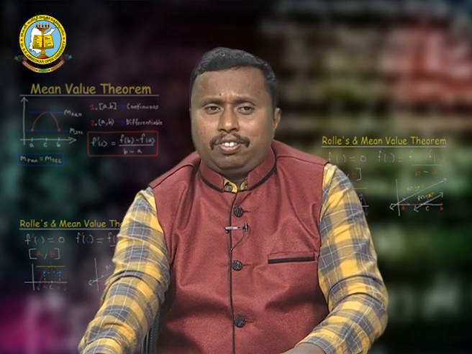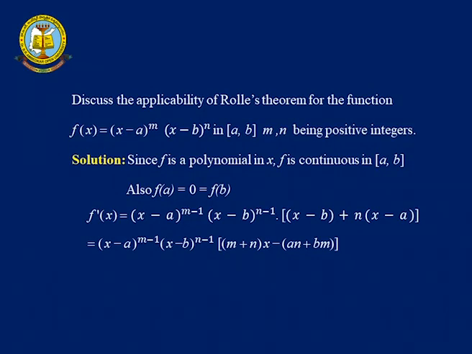So, the first problem: discuss the applicability of Rolle's theorem for the function f of x equal to x minus a whole to the power of m into x minus b whole to the power of n in the closed interval a comma b, where m comma n are positive integers. See, f is a polynomial in x. So, we know that every polynomial function is continuous.